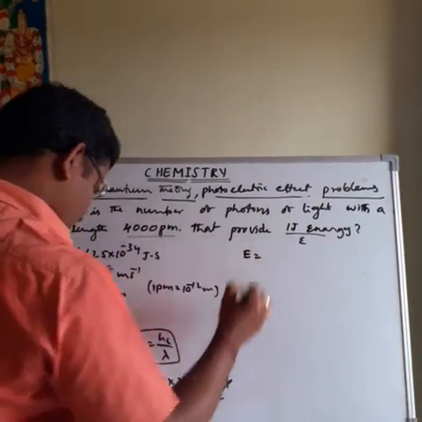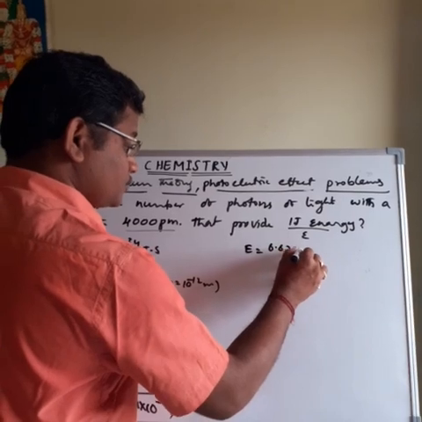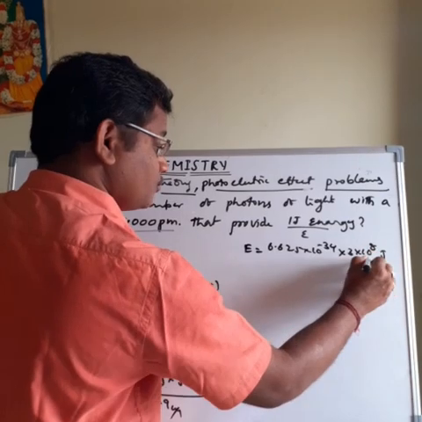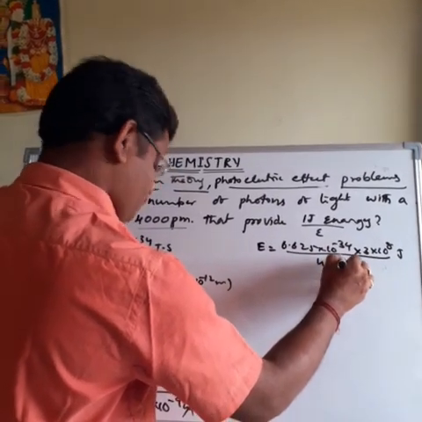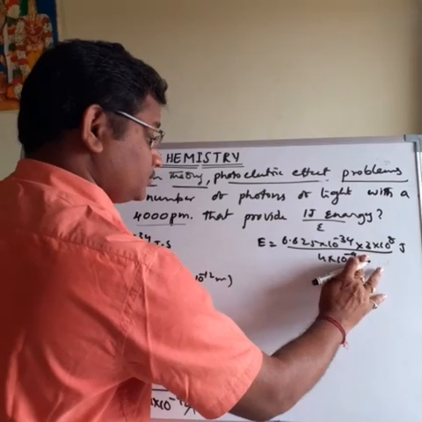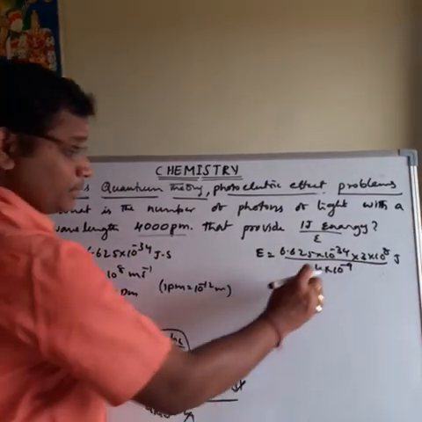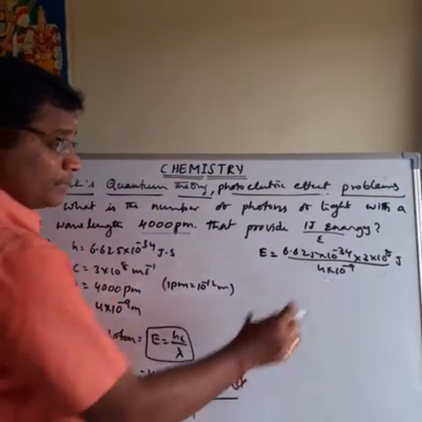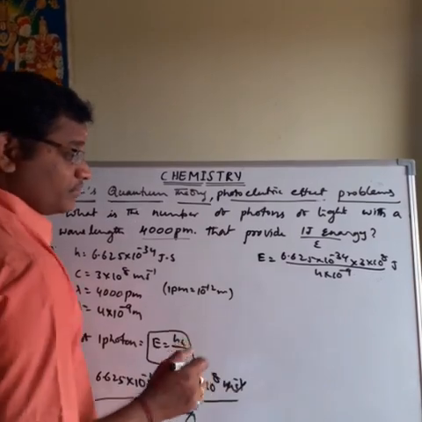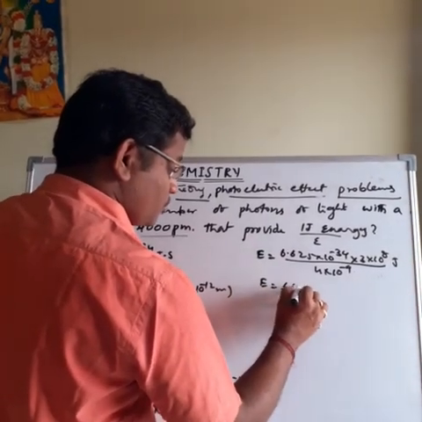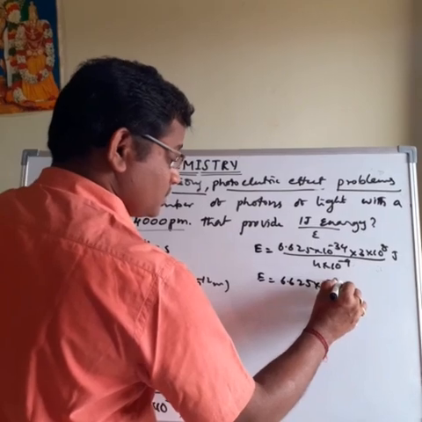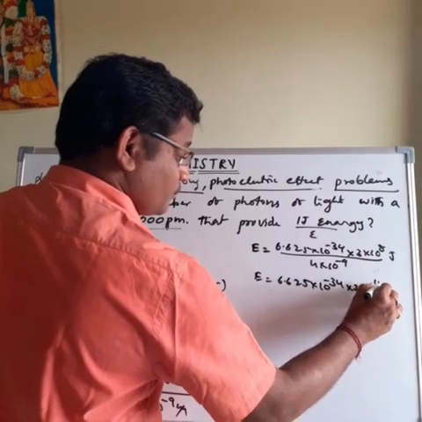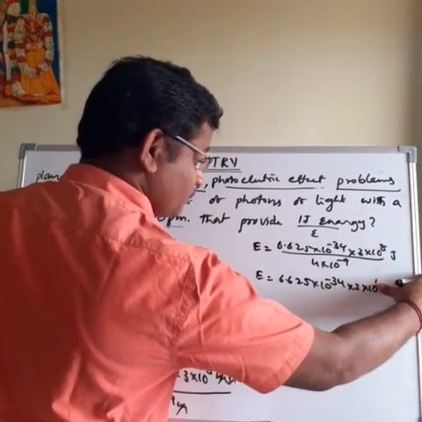Therefore the energy of one photon is 6.625 into 10 power minus 34 into 3 into 10 power 8 joule divided by 4 into 10 power minus 9. The minus 9 in the denominator becomes plus 9 in the numerator. Plus 9 plus 8 is plus 17. So E is equal to 6.625 into 10 power minus 34 into 3 into 10 power 17.